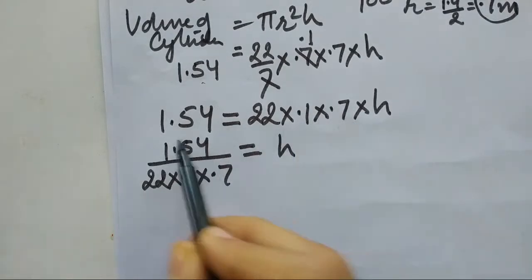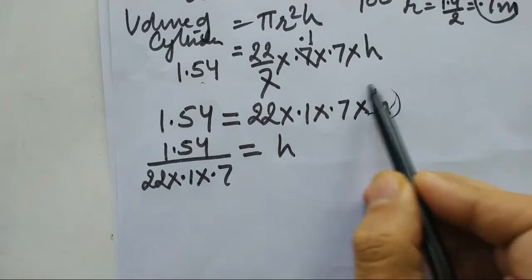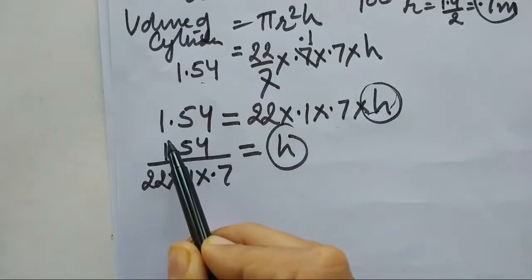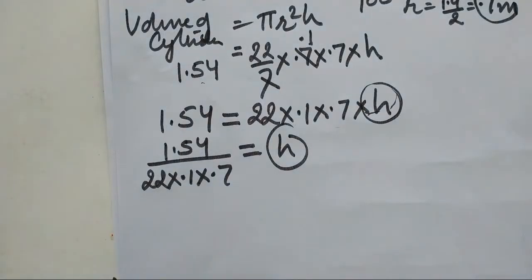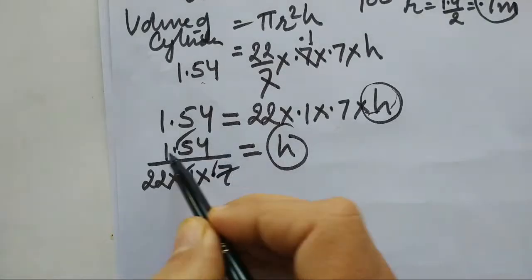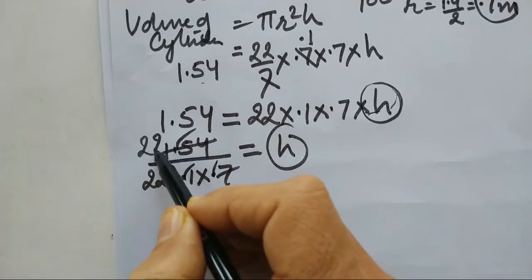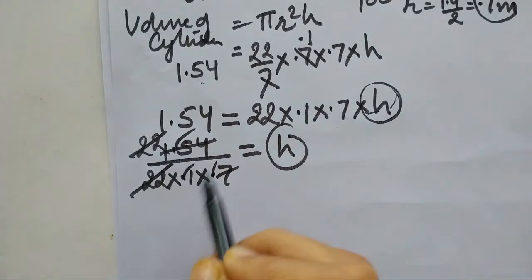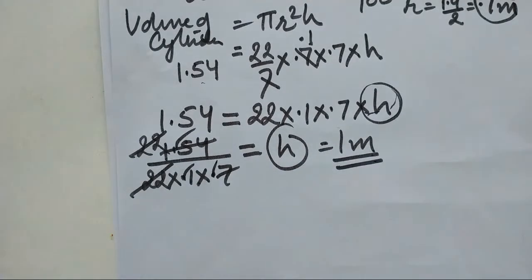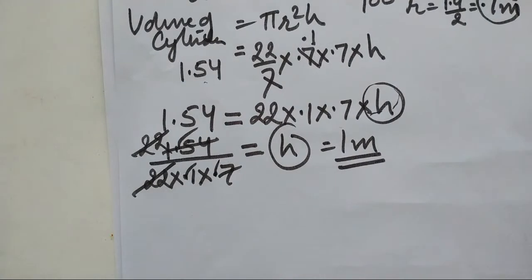So don't change the sides, just write h on the right hand side only and take these numbers in the denominator and simplify. So when you simplify, the decimal is gone, 7 will divide, so everything is dividing, so height is equal to 1 meter. So this is the answer of this question number 5.